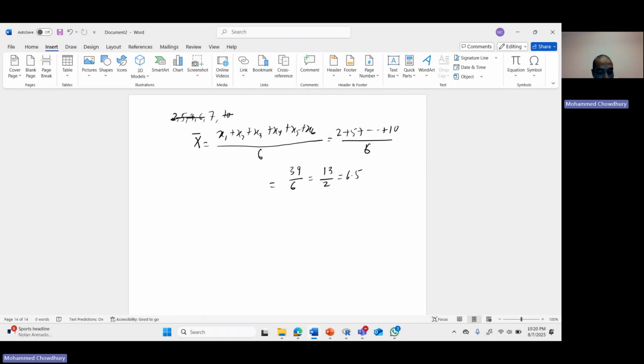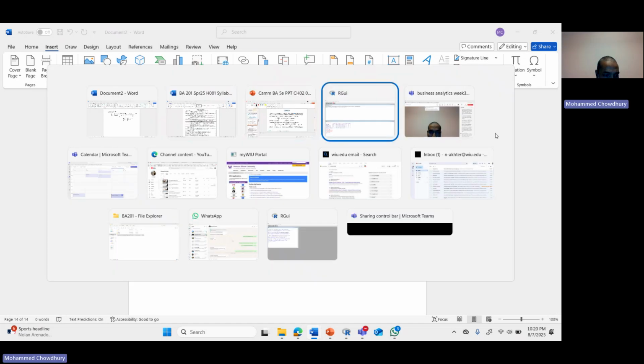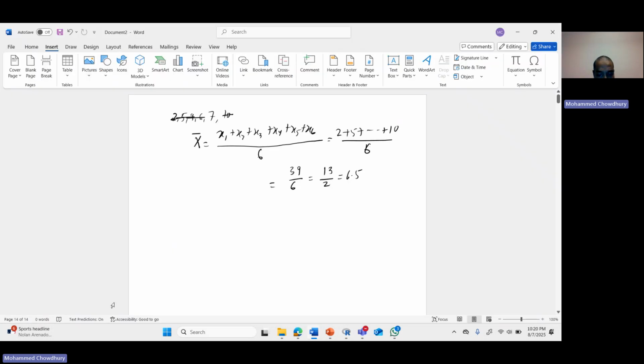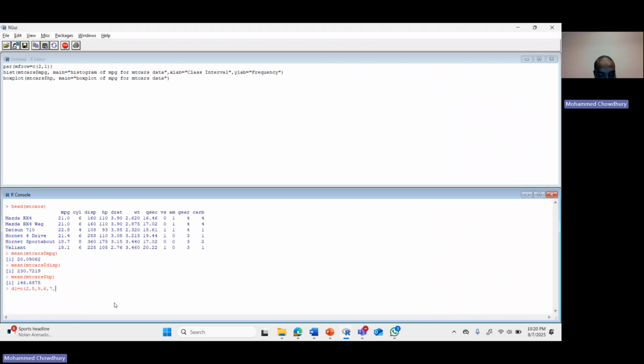So if someone asks me to find this mean by using R or Excel, what can I do? I can do it. I can write here D1 stands for the data, and I put an equal sign, and then c, which is the concatenation, then 2, 5, 9, 6, 7, 10. And then if I put mean, you will get D1 equal to 6.5.